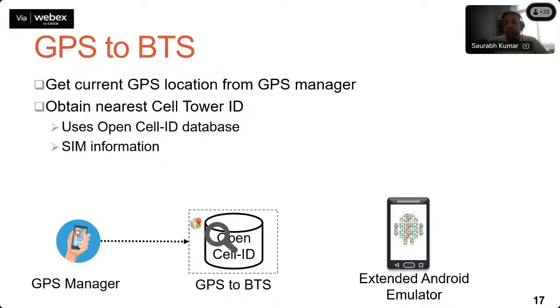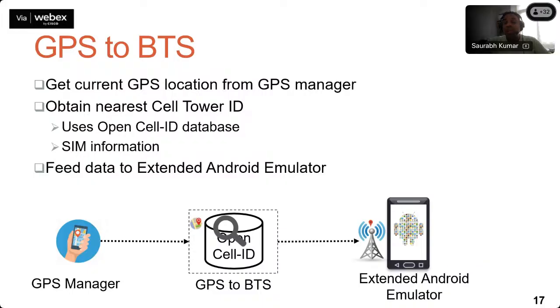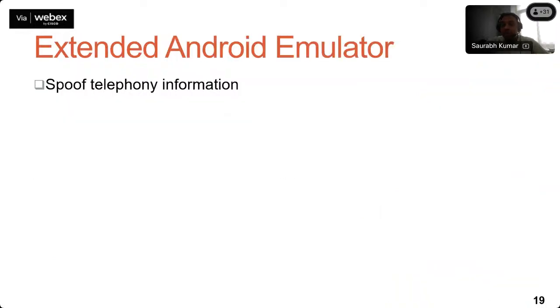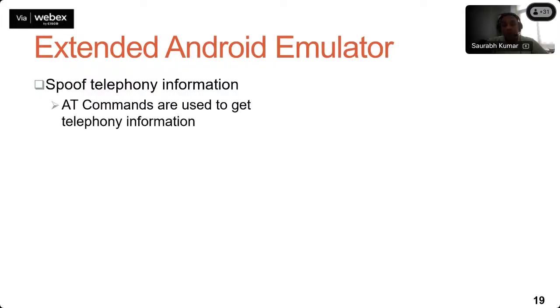Okay. And then we can feed this data to this extended emulator just to fool these things. Now the question is how to fool this, how to provide this data. Because the vanilla Android emulator doesn't provide any interface to change this reading. So this extended emulator is the workhorse. It actually changes the Android operating system and spoofs the telephony information using AT commands.